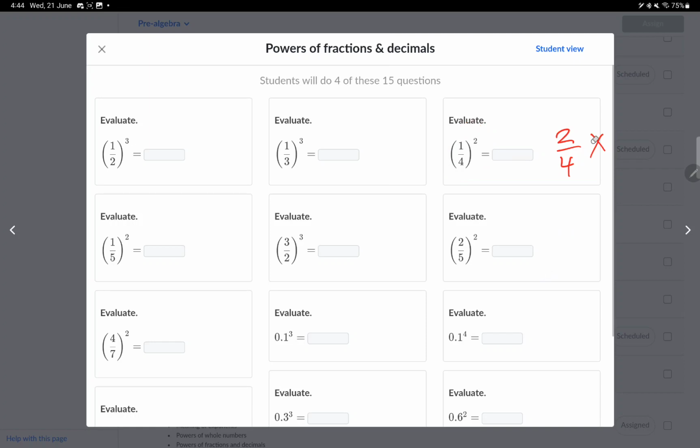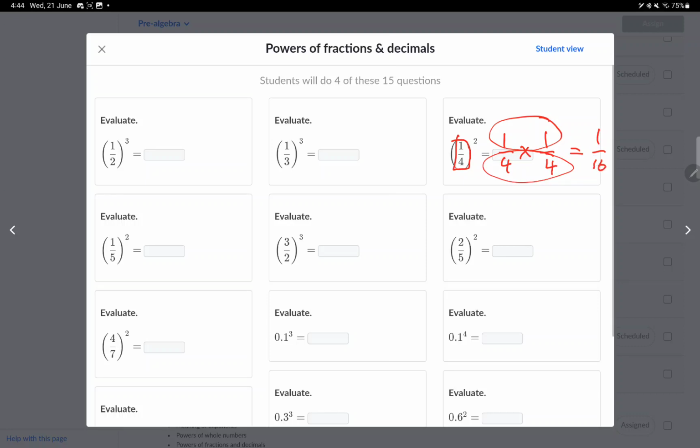There is an easier way to see. Remember, this one means that the base is 1 over 4 and the power is 2, which means it's the base times itself 2 times. And when you're multiplying fractions, you're just multiplying the top together and the bottom together. So that would just be 1 over 16.